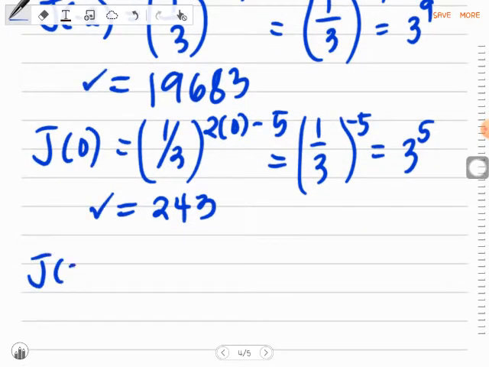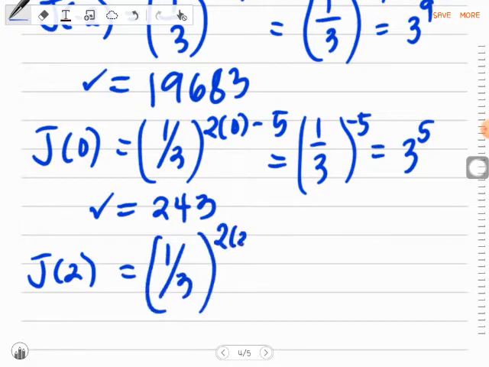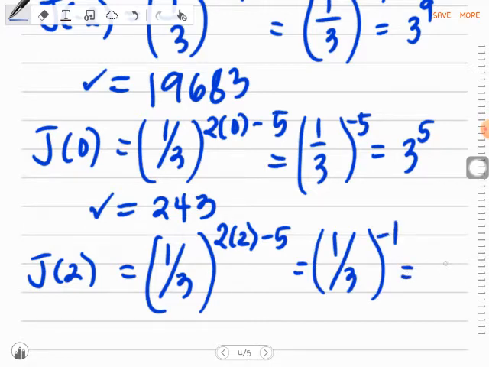Last one, 2. So we have 1/3 raised to 2 times 2 minus 5. Ooh, I think that's negative 1. So we have 1/3 raised to negative 1. So itataas ko lang siya, magiging 3. Tama? 3 raised to 1 or 3.